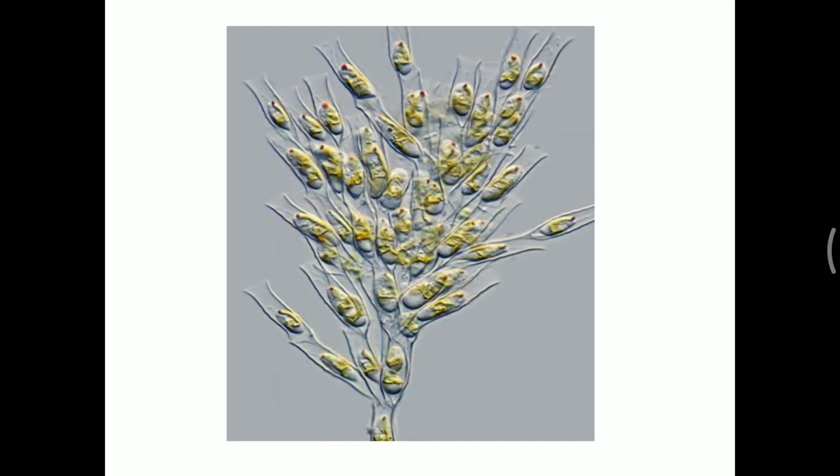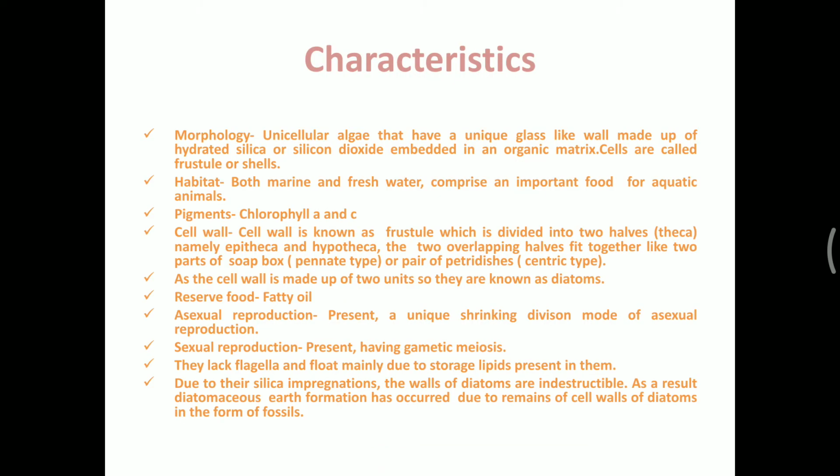So this is the structure of a golden alga. You can see the way it looks, there is a little yellowish tinge in the color. That's why we call it golden alga. Now the characteristics of the chrysophytes.